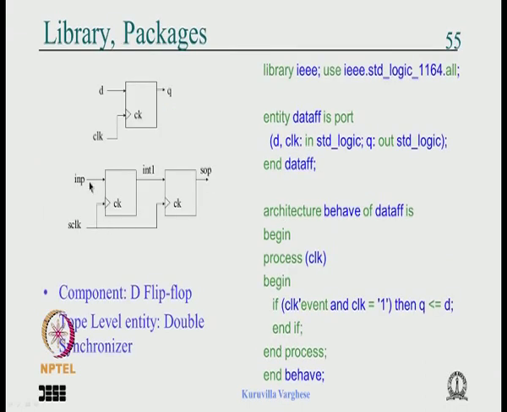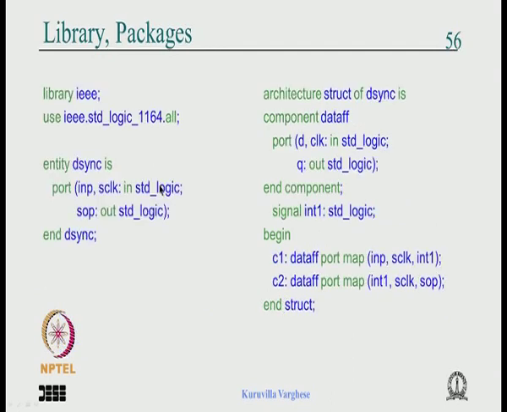So as here, input is S clock, SOP is the output. We need a component called data flip flop, and we need an internal signal. That is declared here in the architecture declaration region. We have the component declaration with the D, clock and Q. We have a signal declaration and the begin.